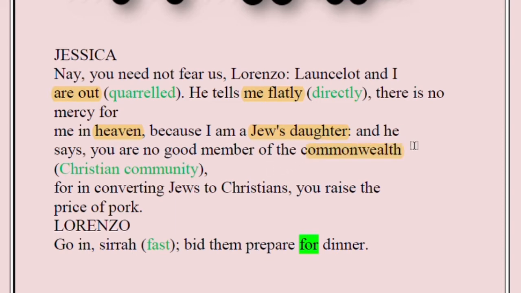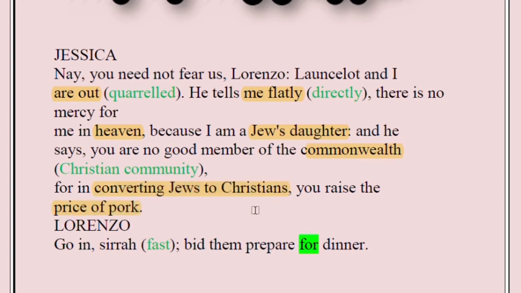So now Jessica just complains about whatever Launcelot has said to her. She says to Lorenzo that Launcelot has just told me that I will not go to heaven because I am Shylock's daughter. Because of Shylock's crimes and inhumanity, I will not go to heaven. And he also has said that you, Lorenzo, are not a good member of the Christian community. You are not a good Christian. Why? Because in converting Jews to Christians, you raise the price of pork.